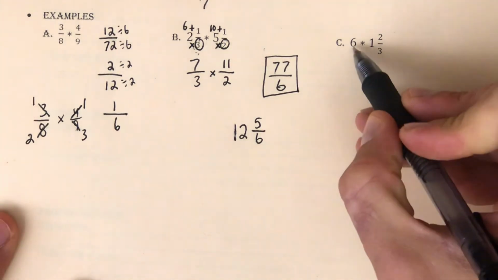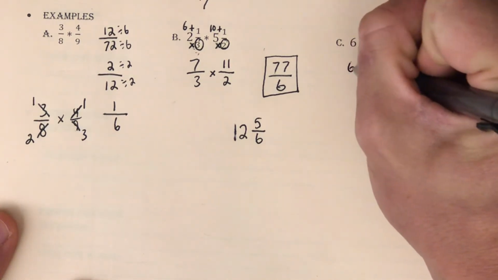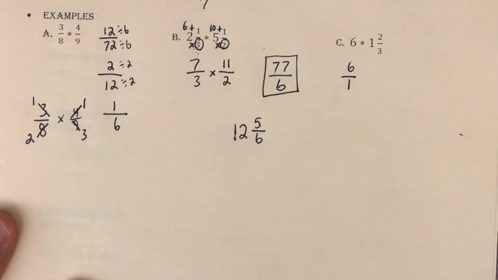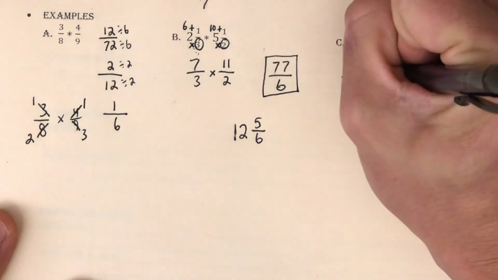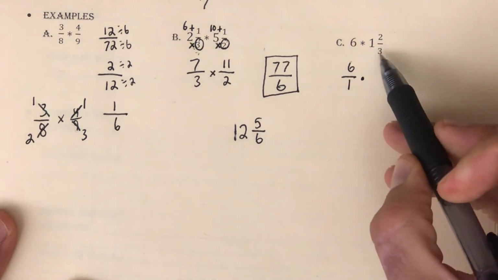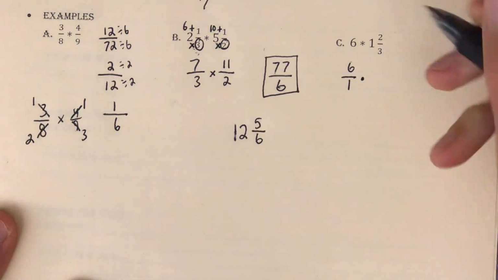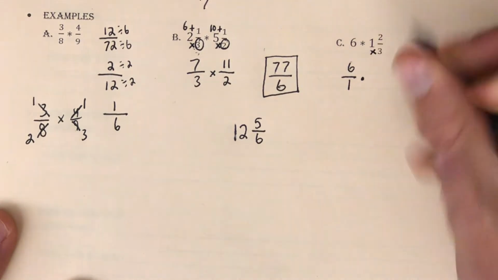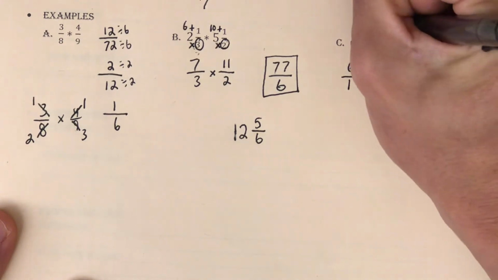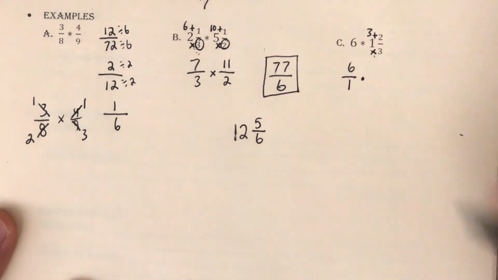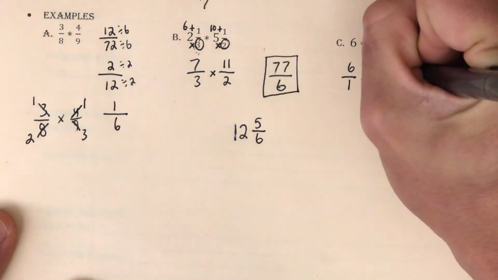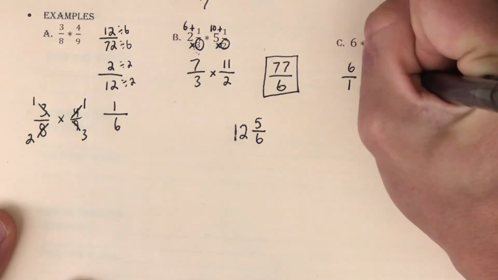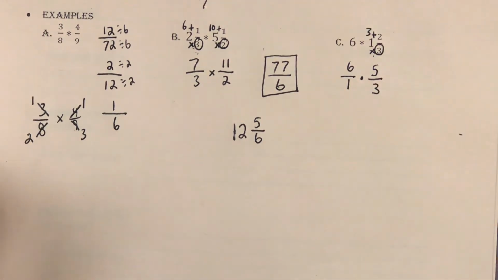So my first one, my whole number, I'm going to write that over 1. So 6 over 1. And then that is times, I need to now take this mixed number and make it an improper fraction. So denominator times the whole number. 3 times 1 is 3. Then add that to the numerator. 3 plus 2 is 5. And then the denominator stays the same.